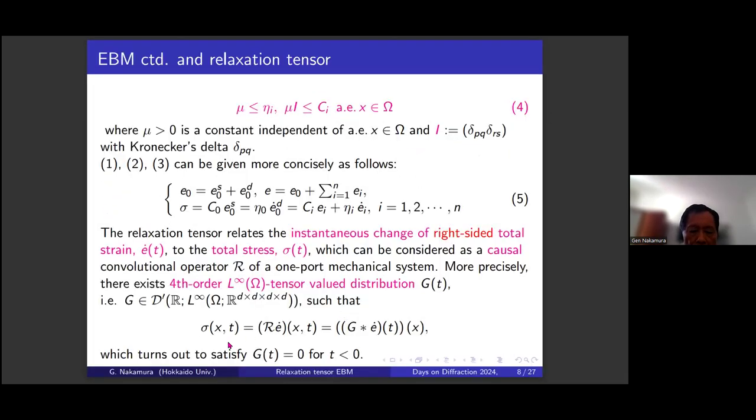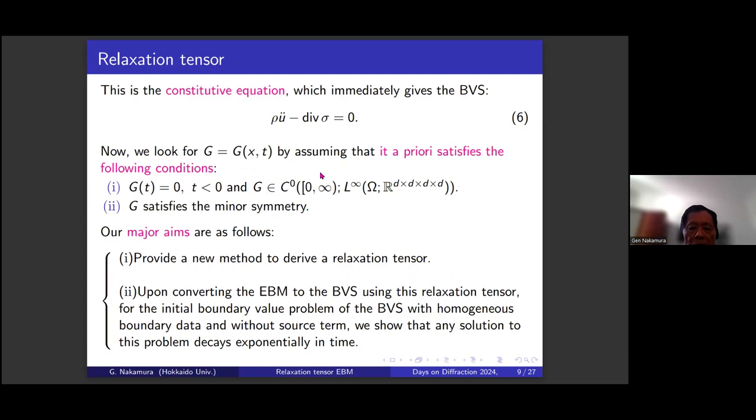So this one itself is already the constitutive equation, because it relates sigma to E, not E itself but E dot. Then once having this sigma using G, we can have this kind of equation of motion. This corresponds to the Boltzmann-type viscoelastic system of equations. Right now we haven't gotten the relaxation tensor G yet, but what we are going to do is to derive this G, the relaxation tensor.